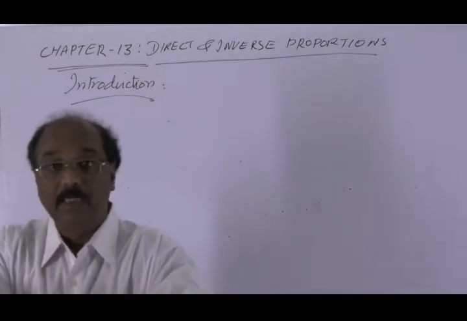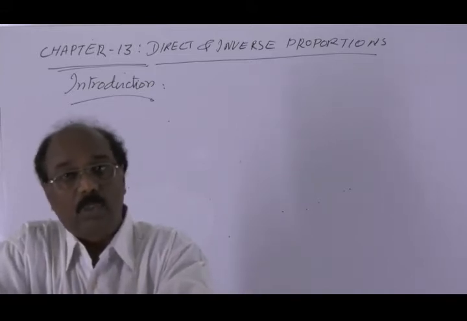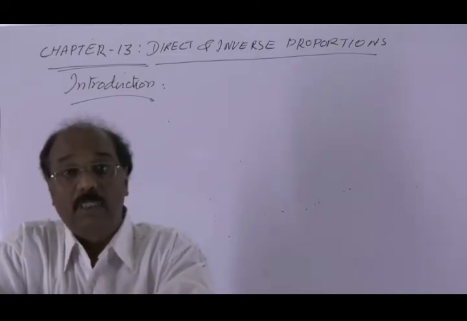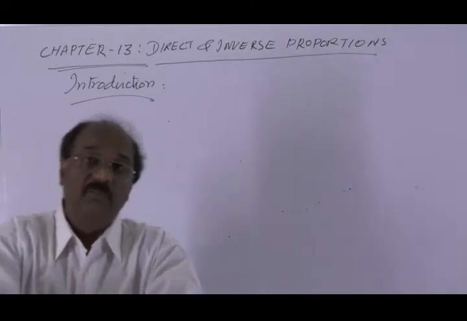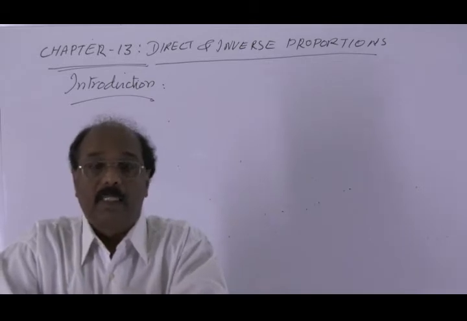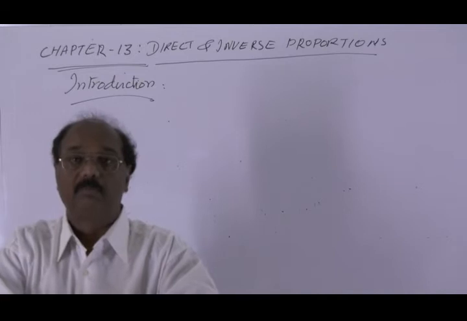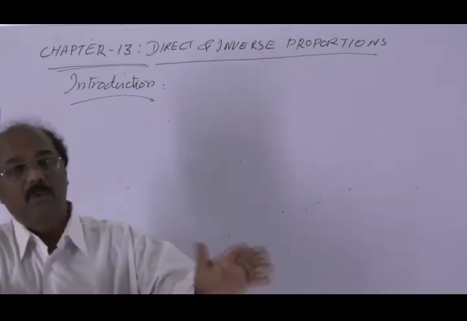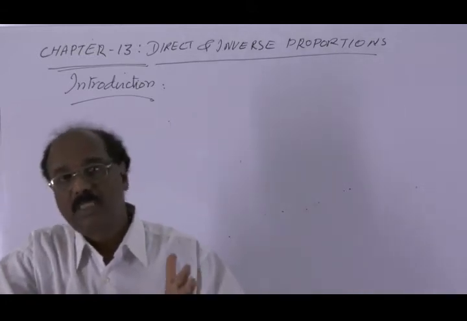Now, direct and inverse proportion, or direct and inverse variation. These two terms are associated with variables. Any quantity which varies is called a variable, and a quantity which does not vary is called a constant.